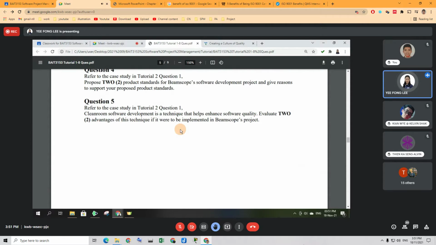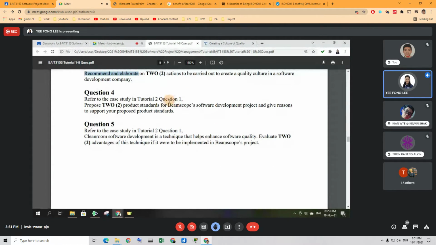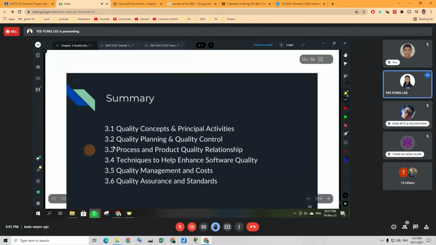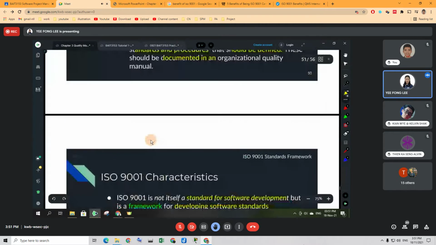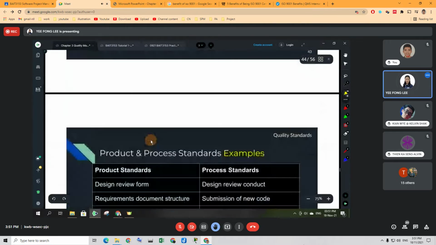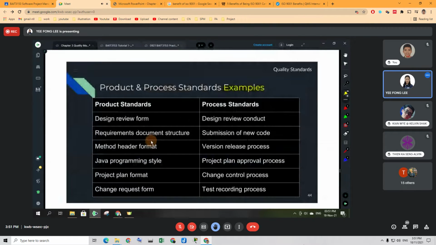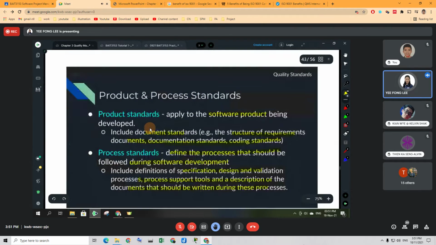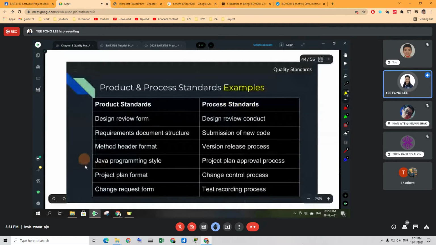Question number 4, refer to tutorial 2, question number 1, the BIM scope software development. Propose 2 standards, 2 product standards. What is a product standard in our slide just now? Product standard is here. There are some examples, not limited to here. You can have other examples. Look at the definition here. Some examples are here.